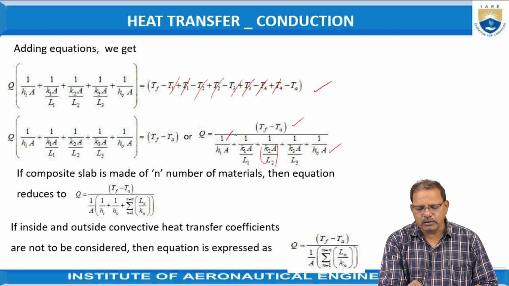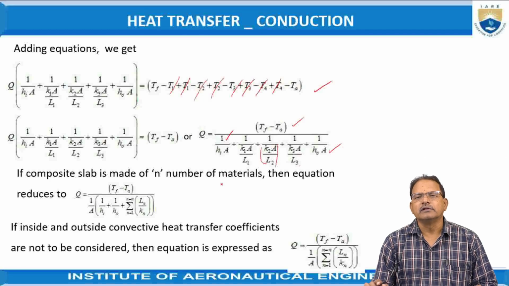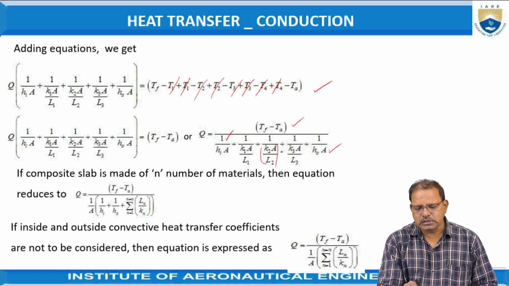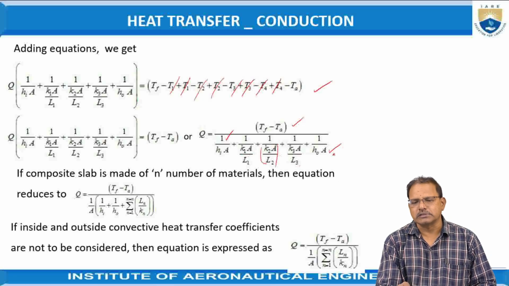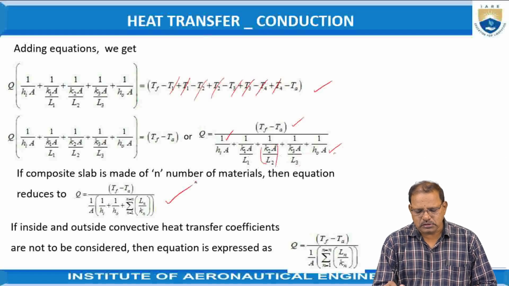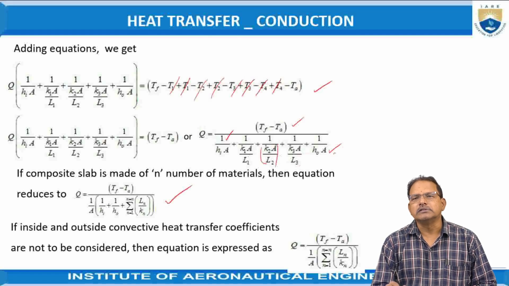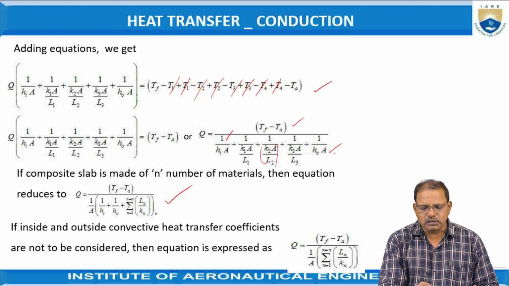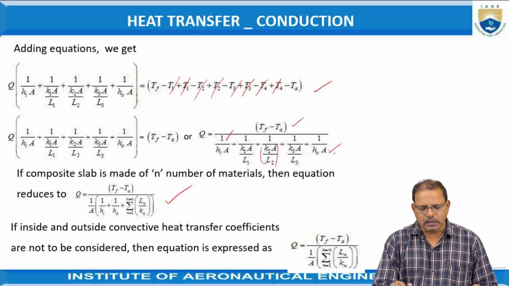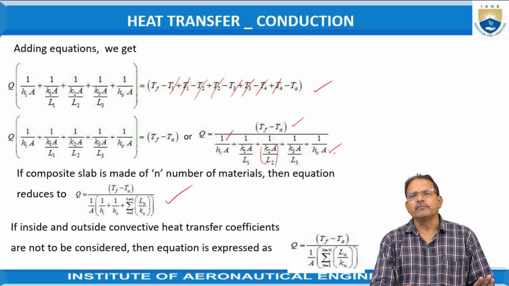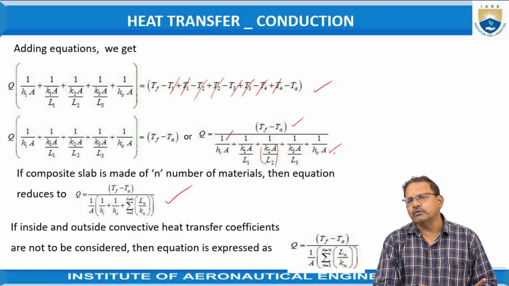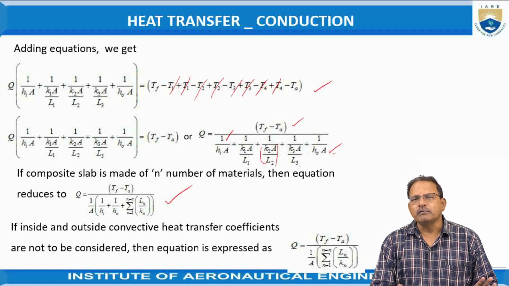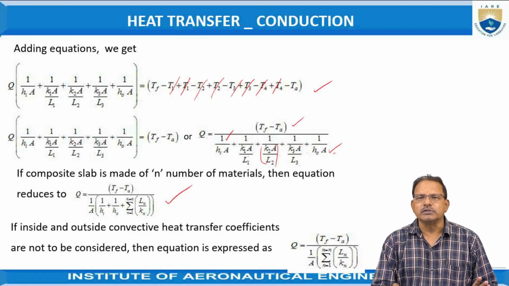These are nothing but 1 by Hi A, which is known as the thermal resistance offered by the convection process, then the conduction resistances, the second, third and fourth being conduction processes. So it can be written as Q is equal to Tf minus Ta divided by 1 by A into 1 by Hi plus 1 by H0 plus sigma from n equal to 1 to N of Ln divided by Kn. This is the general equation for the heat energy flowing from the hot fluid to the cold fluid through a number of slabs of a composite wall.